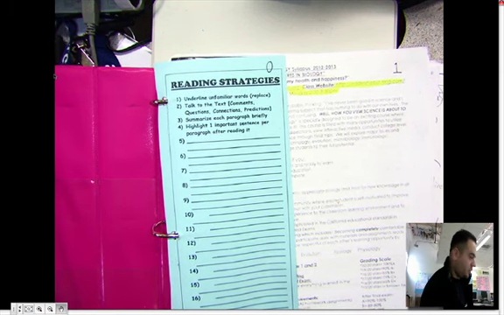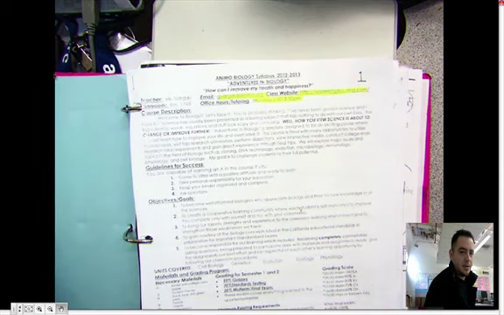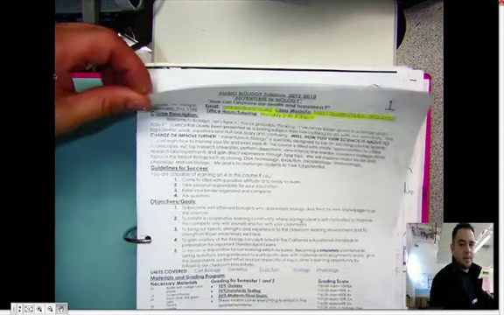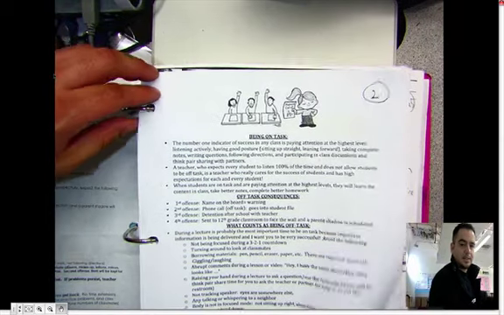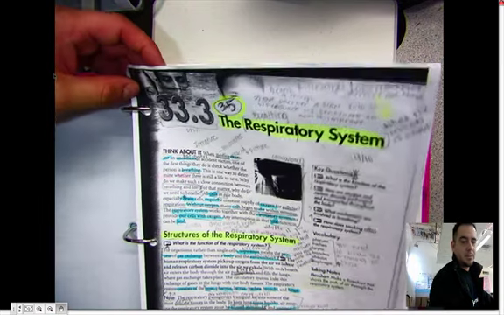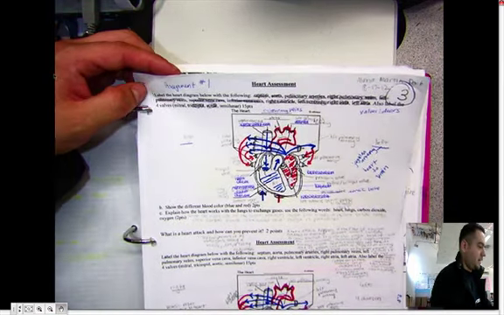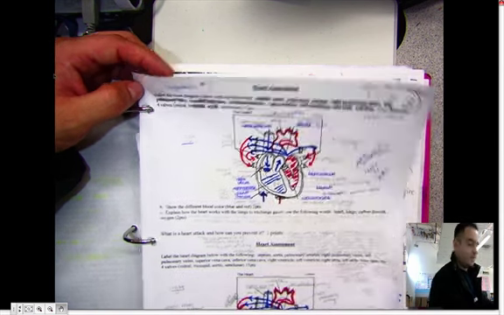So here we go. First, you should have the reading strategies, which is 0. Then you should have the syllabus, which is 1. Being on task, number 2. Pause this video at any time. You don't have to have the respiratory system. 3 is the heart assessment.